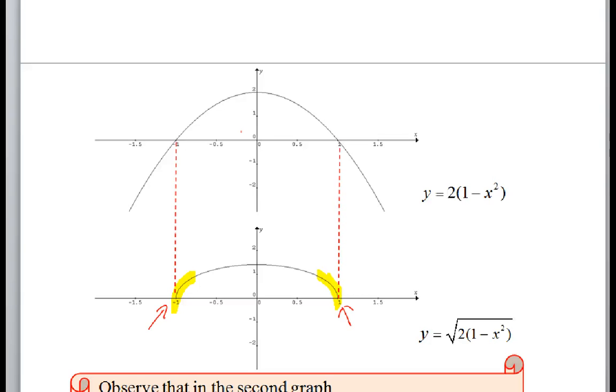You cannot square root negative numbers, right? So if this exists for all x, when you take the square root, you can't square root the negative y coordinates. So it will be cut off like that. So the square root graph only comprises of this. Do you follow what I'm saying?